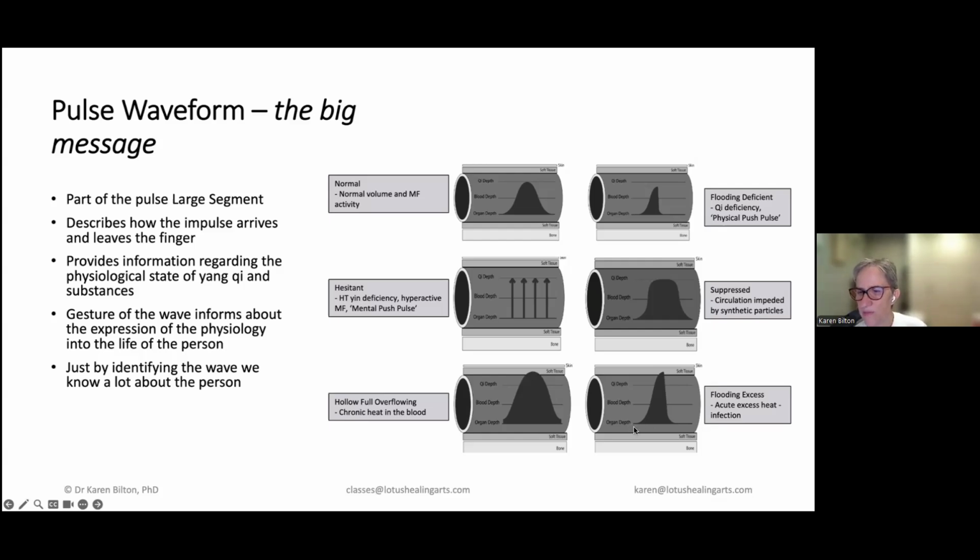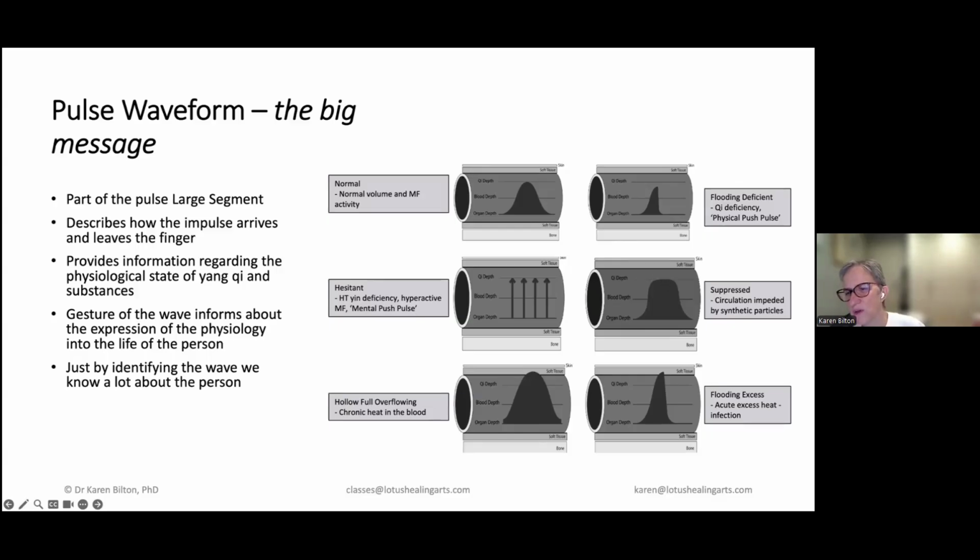Now, this is our flooding excess, which is a sign where it comes right up above the chi depth. And then again, the waveform doesn't follow through in the same way as the hollow full overflowing. It comes down. So this is a sign of an acute heat, acute infection. This is probably the least common waveform.